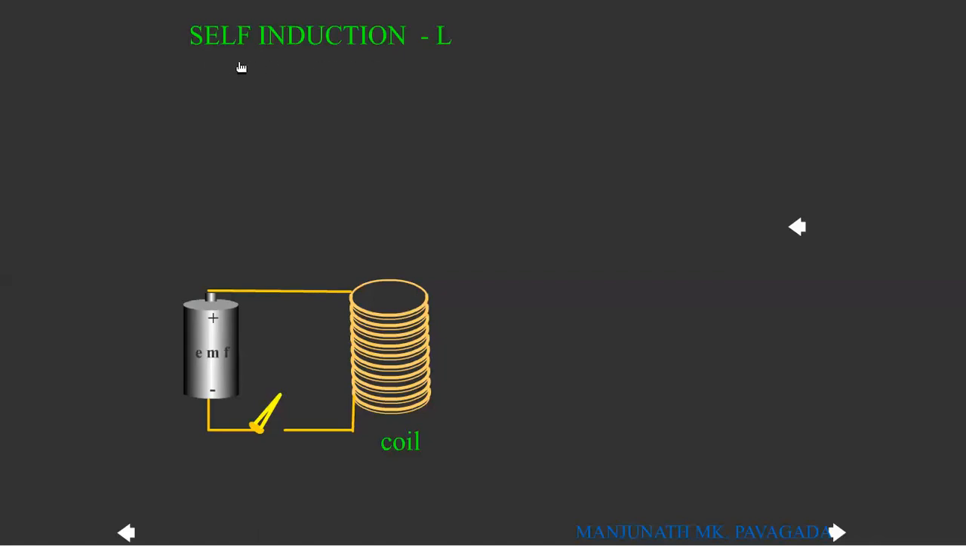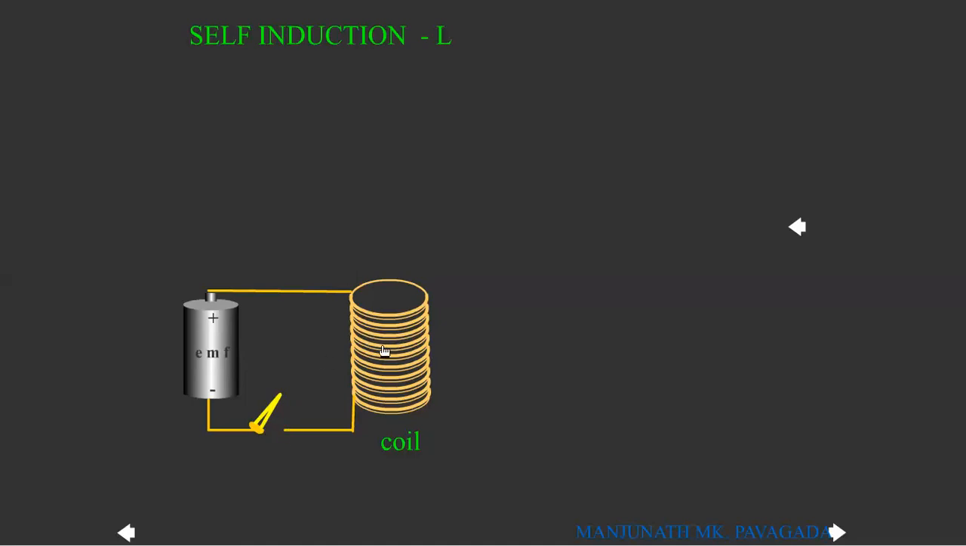Self-induction. In order to understand what is self-induction, let us consider an experimental arrangement. It consists of a single coil made up of insulated copper wire. It is connected to a source of EMF, a battery, along with a press key. We know when this key is closed, current flows through the coil, but this current does not rise to its maximum value instantaneously. It increases gradually.